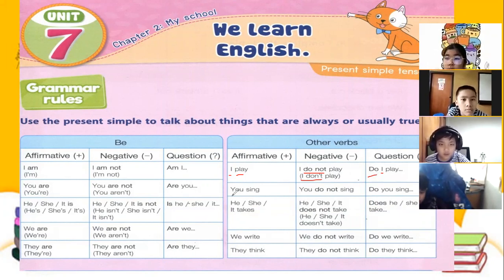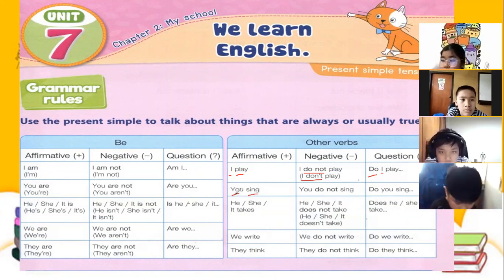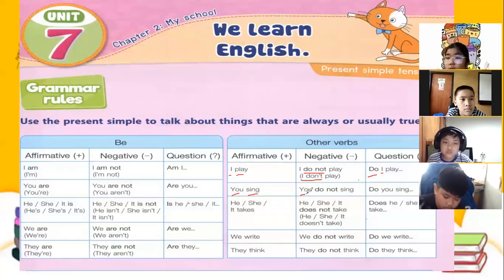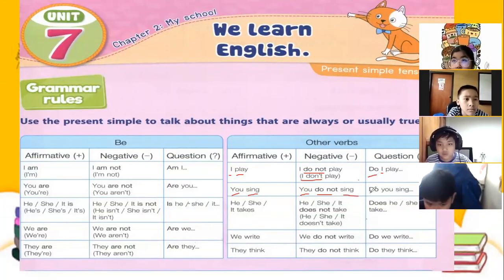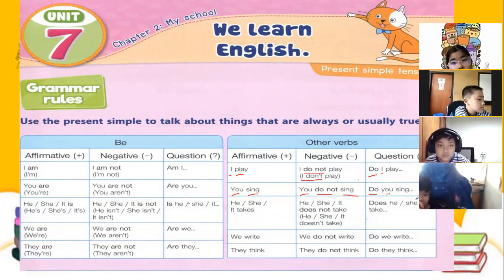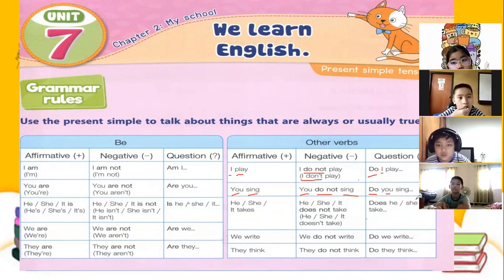Okay, students, now look at the other sentence: you sing. It's a present simple sentence. You is the subject, and sing is the verb. If you would like to make the negative sentence, we put the subject you, then the auxiliary verb do not, and sing. If you like to make a question, do comes before the subject: do you sing? Negative: you do not sing. And the question will be: do you sing?